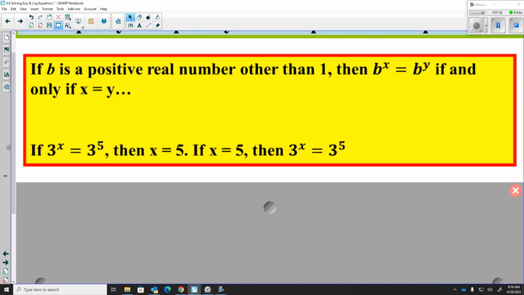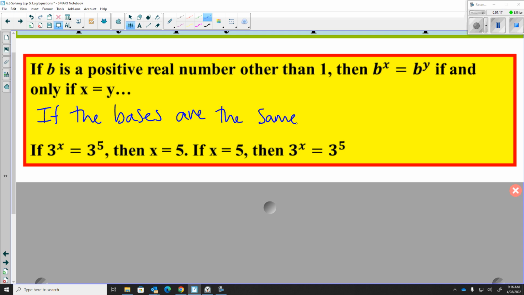Here's a statement off this rule that might be helpful. If the bases are the same, then we can drop the base. Yes. Indeed, drop the base.